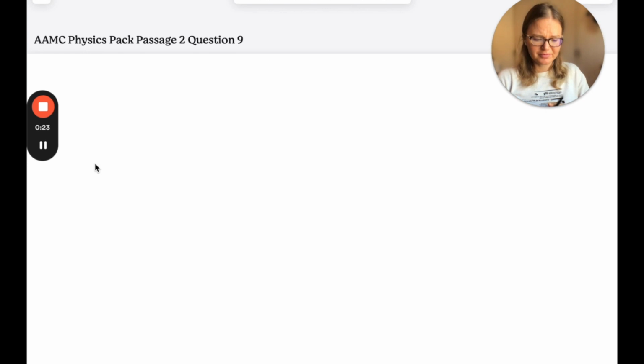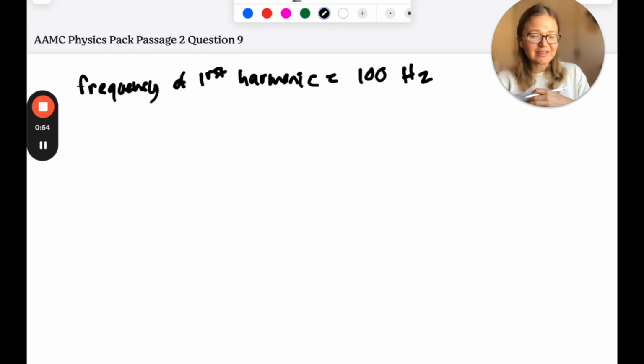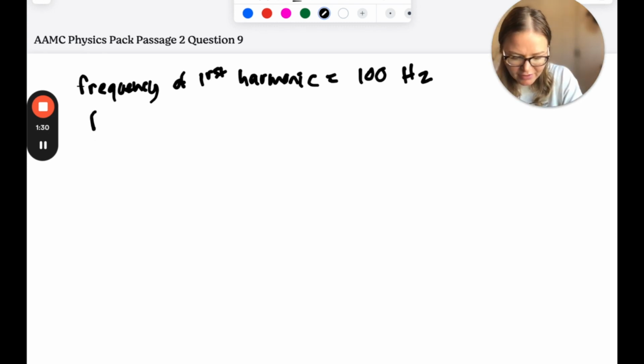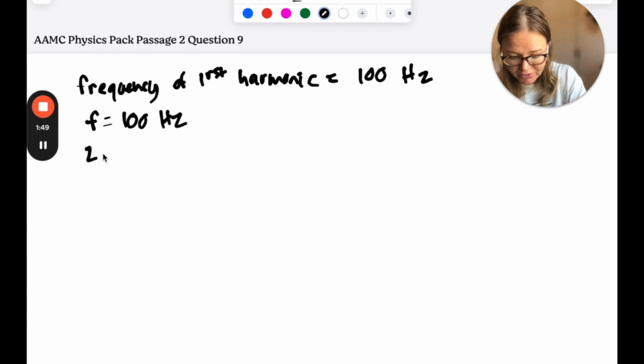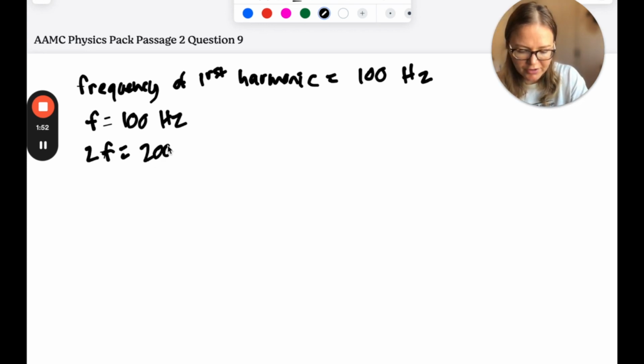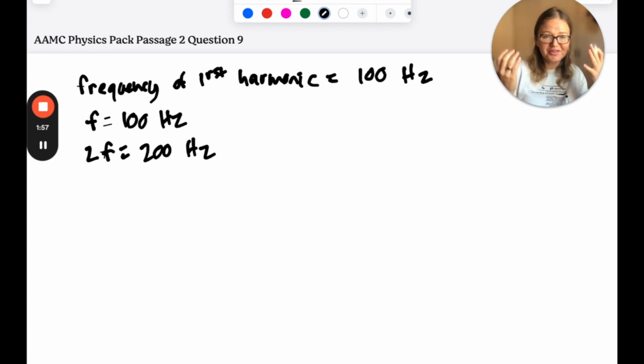It's 100 hertz. Now, remember in the explanation to question 7, we talked about the fact that for each harmonic after the first harmonic, remember the first harmonic is also known as the fundamental frequency, the frequency of those subsequent harmonics is just a multiple of the fundamental frequency. So if we're told that our first harmonic has a frequency of 100 hertz, we're going to just call this F. F is 100 hertz, then our second harmonic is just going to be 2 times F, or 200 hertz. And what would our third harmonic be? It would be 3 times F. It'd be 300 hertz, etc., so on and so forth.